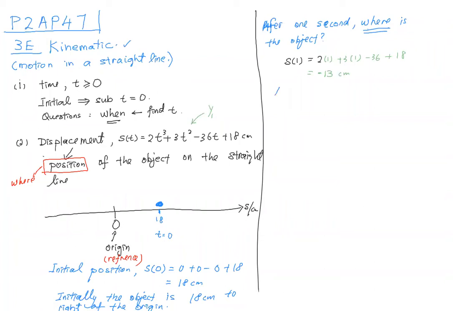After 1 second, the object is 13 cm to the left of the origin, which we call O, correct? How it moved, I don't know. How the particle moved, I don't know. At T equal to 0, it is here. Then how it moved, I don't know. But I know after 1 second, the particle is here.